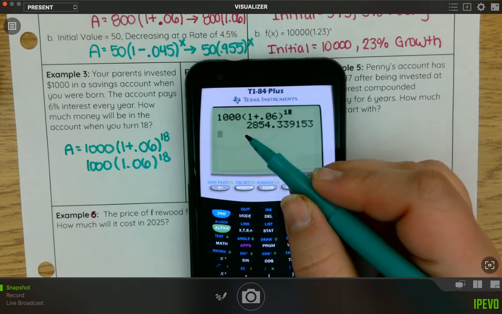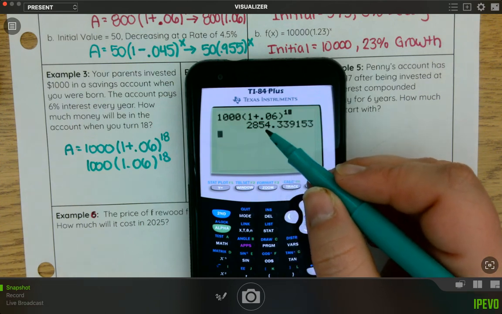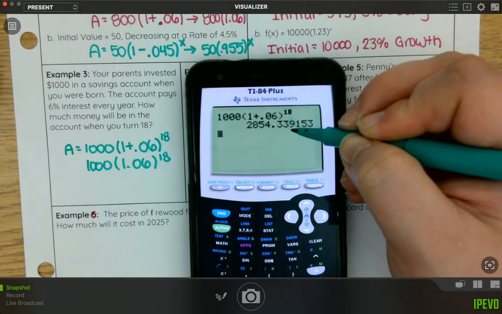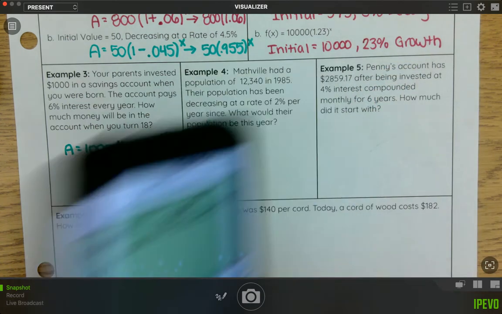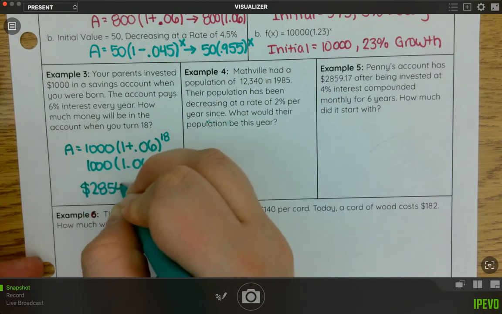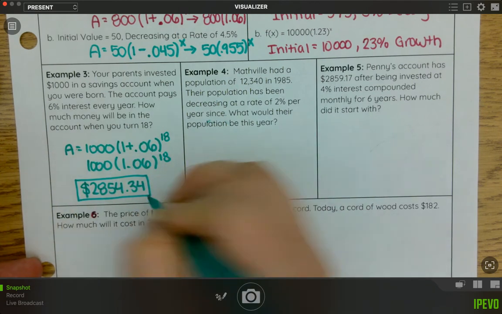Okay. $2,854, and since this is money, we round to 2 decimal places. The third decimal place tells me what happens. This is a 9, so it's going to round this up to 34 cents instead of 33 cents. Done.